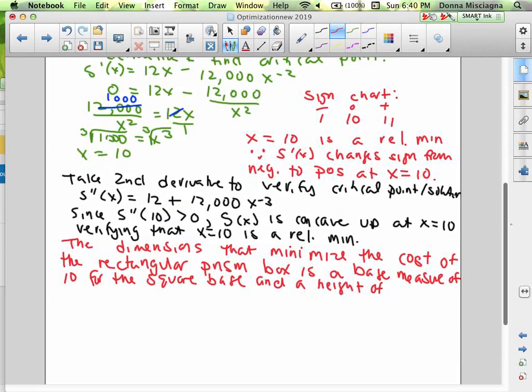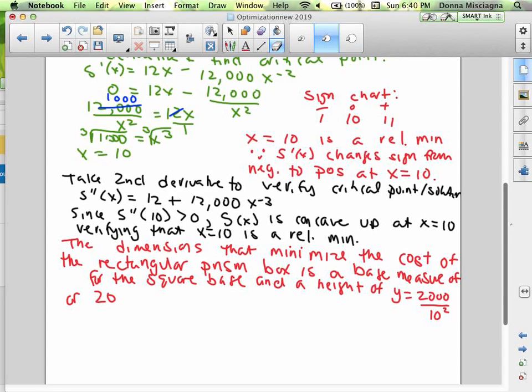I'll plug it over here. Y equals 2,000 divided by 10 squared, or 20, I think it was in centimeters. Let's put in the units, sorry. Make that 10 centimeters. Right, because wasn't it 2,000 centimeters for the volume, or 20 centimeters. All right, so that's going to be the height of the rectangular prism. All right, and that finishes off this problem.